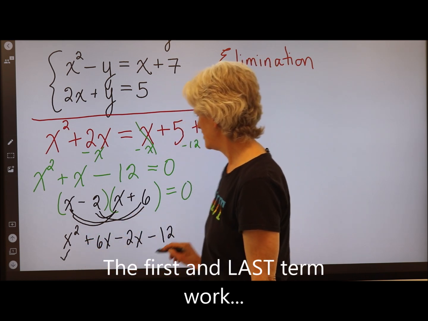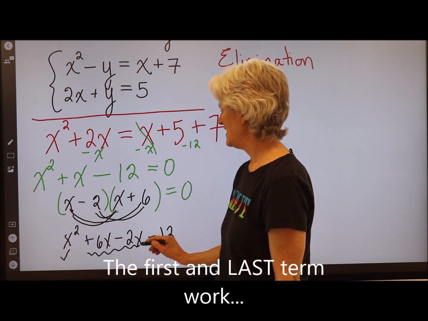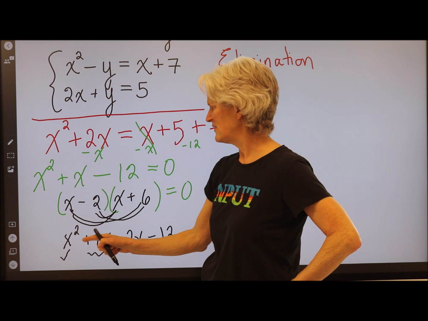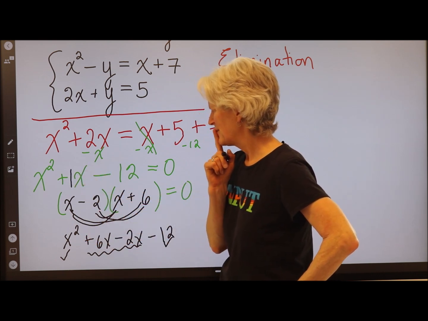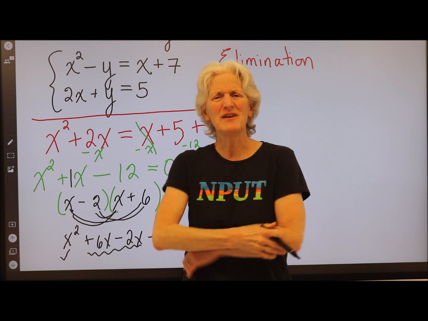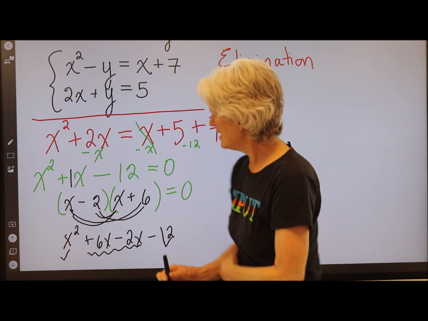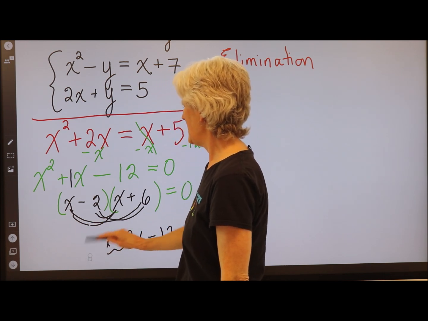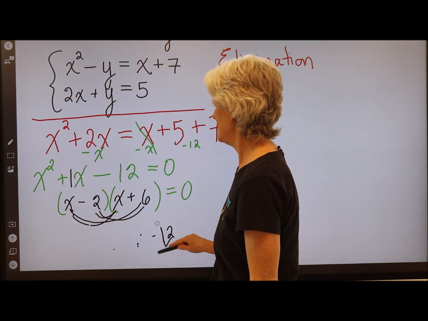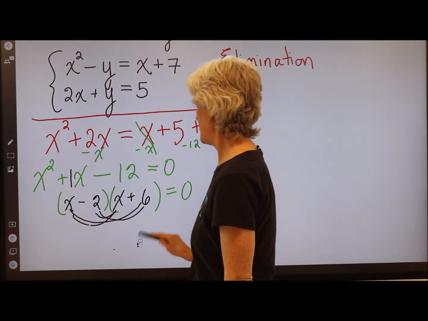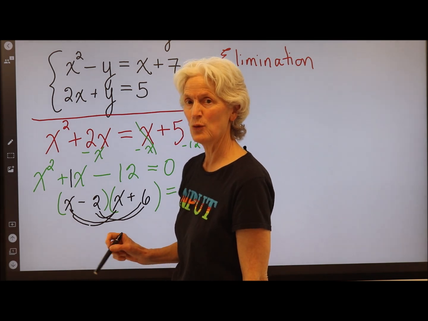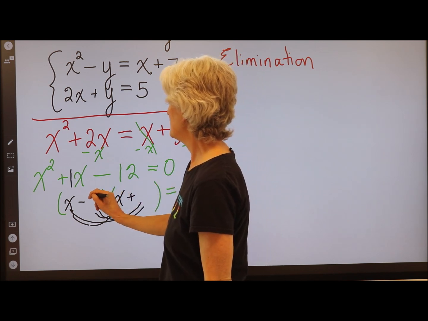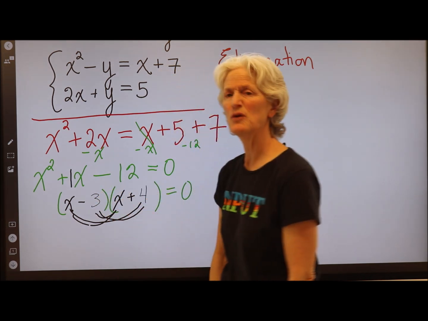Okay, the first term is good, the second term is good. 6x minus 2x, wait, that's not going to work. That's going to give me a 4x, and I want a 1x. Are the 6 and the 2 even going to work? I don't think they are. So I'm going to go back to the drawing board here and think what other factors will multiply to equal 12. Are you thinking about it? Maybe 3 and 4? Because I think the 3x and the 4x will work. Let's try a 3 here and a 4 here and see if it works.